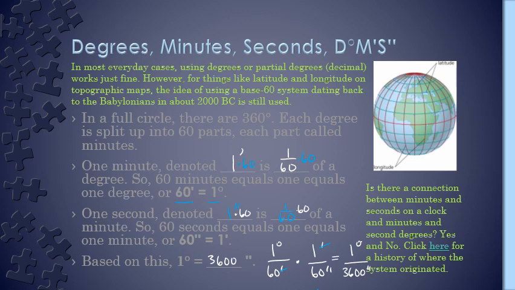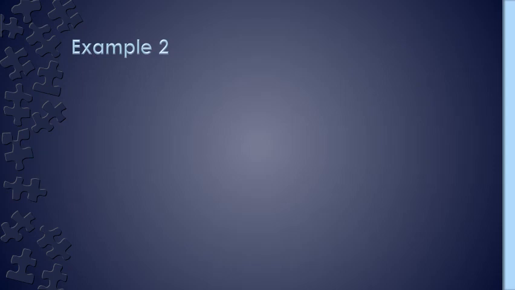Now, is there a connection between the minutes and seconds that we see on a clock and the minutes and seconds that we see for degrees? The answer is somewhat complicated, so the answer is yes and no. And to find out more, you can click here, which is a hyperlink, for a history of where the system originated. All right, so let's take a look at an example.